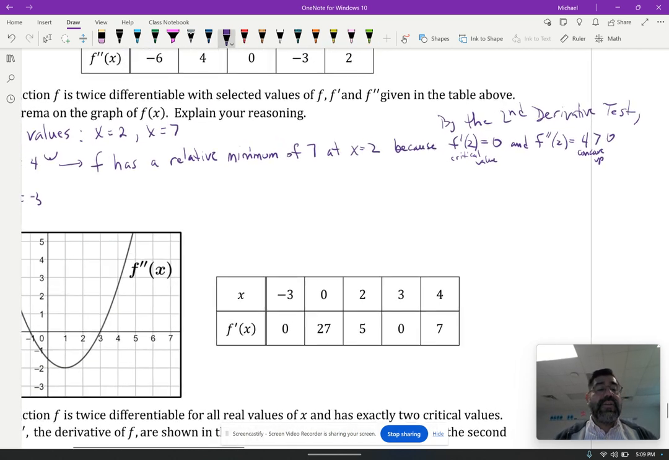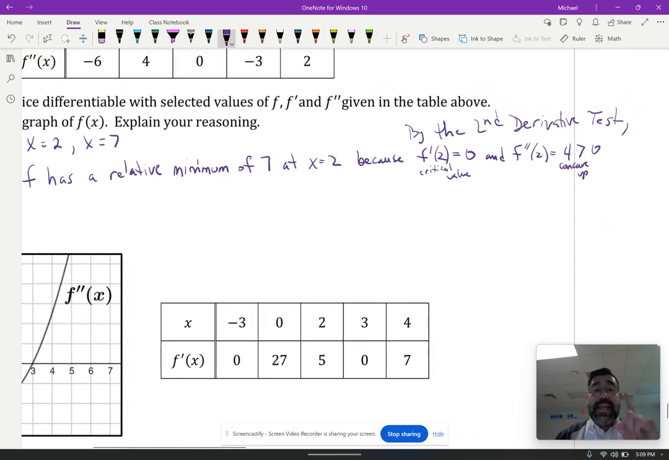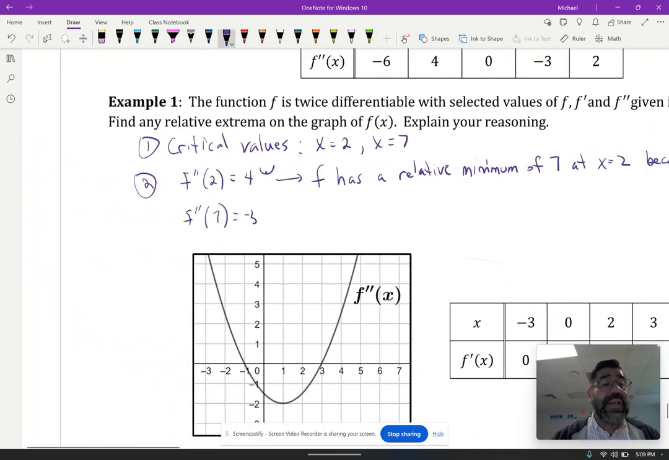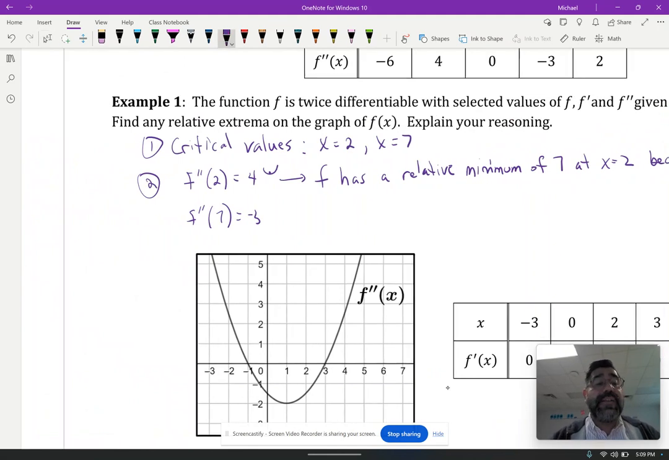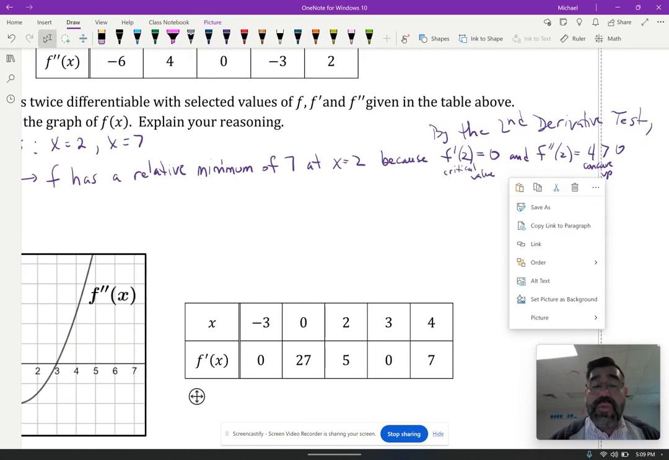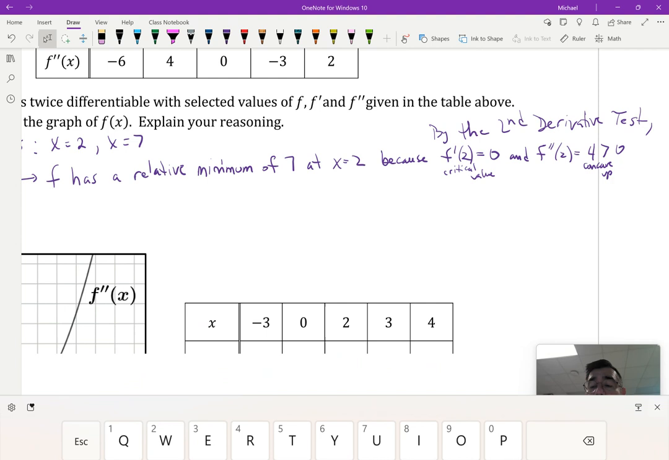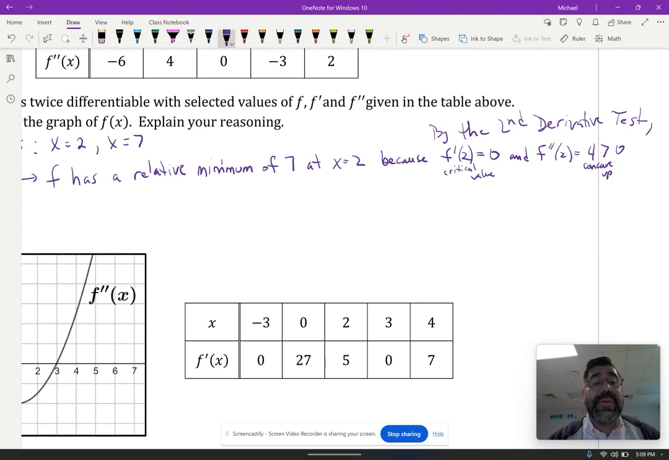So what am I telling the grader? I'm telling the grader that I've answered the question. The question is what are the relative minimums and maximums, right? It didn't say where, it said find any relative min. So they want to know the y function value. So a low point is a relative minimum of 7. Where does it occur? At x equals 2.